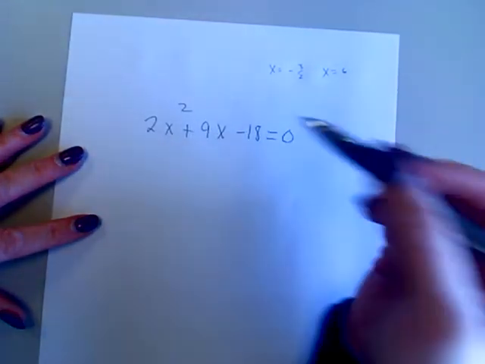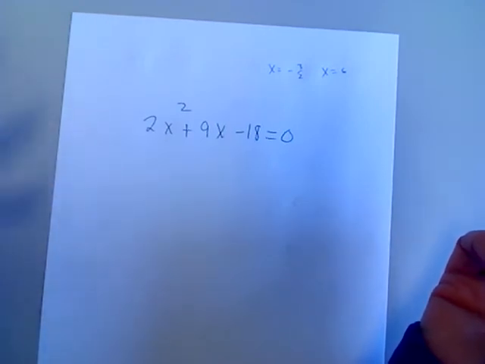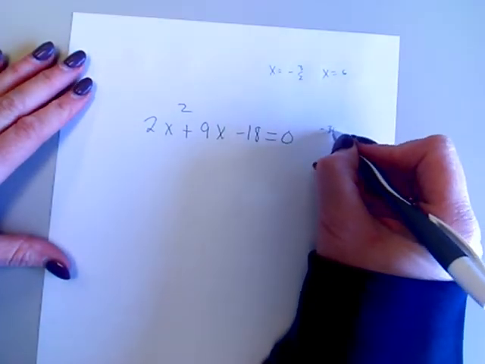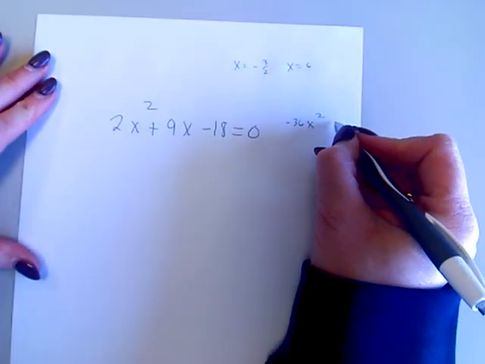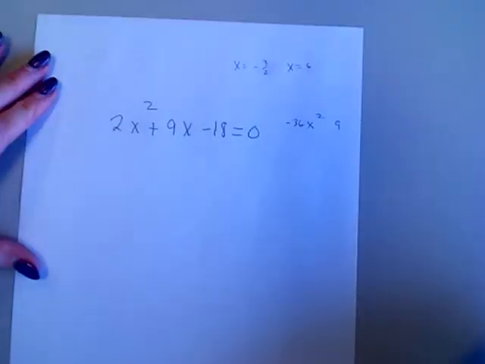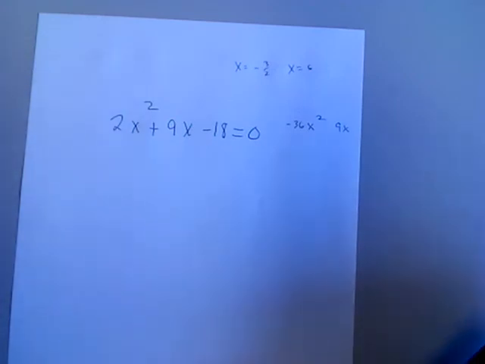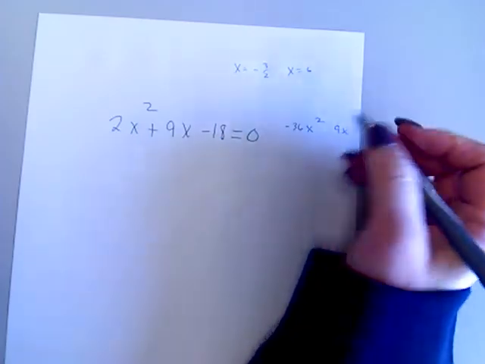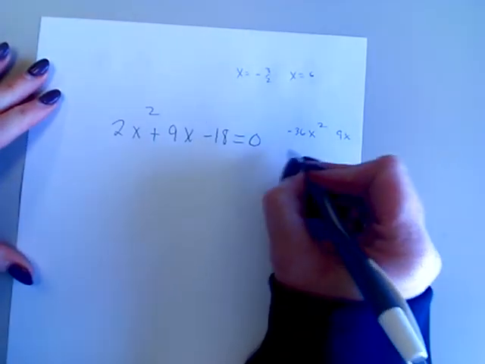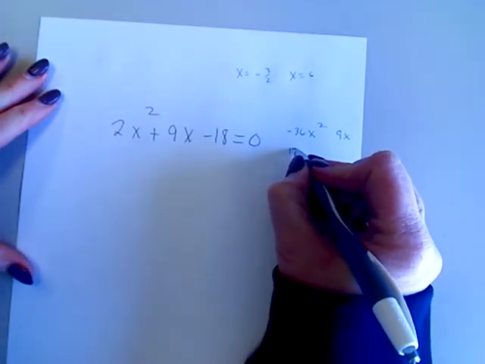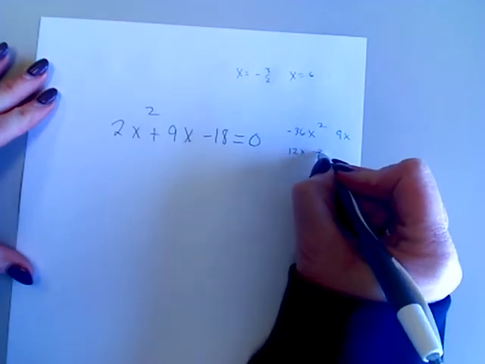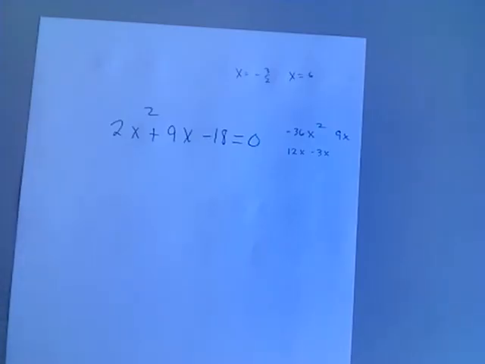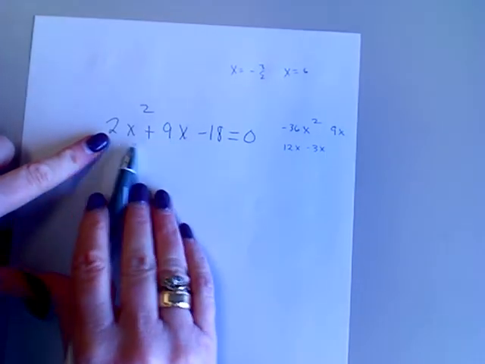I just wanted to write it down because I'm going to work it out. All right, so we know 2x squared times negative 18 is negative 36x squared. And then I'm going to do the 9 next to it. And I know the factors I'm going to use are, let's see, 12 and 3. So I'll do 12x and negative 3x. I'm going to replace the middle term.